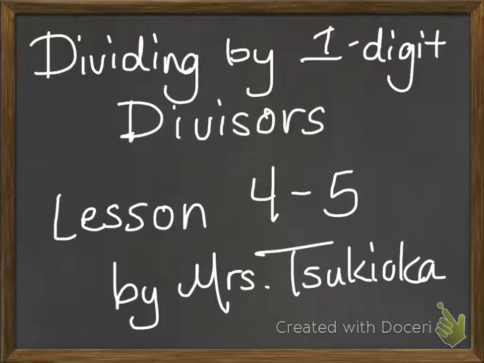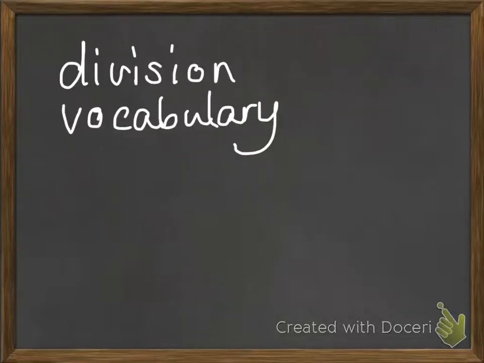Kioka. We're going to try doing a flipped lesson. So this is my first one. We're going to try lesson 4-5, dividing by one-digit divisors. So let's talk about what we're learning today.